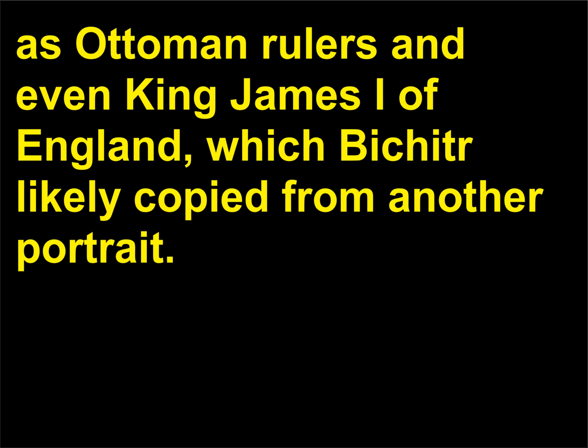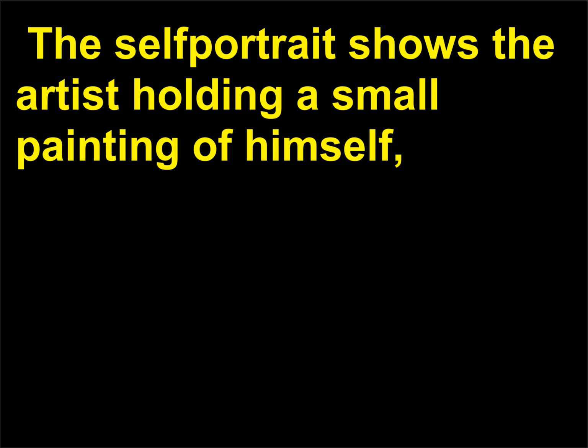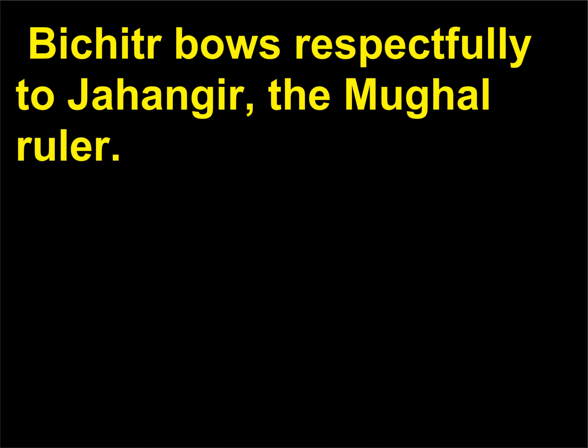as Ottoman rulers and even King James I of England, which Bichitr likely copied from another portrait. The self-portrait shows the artist holding a small painting of himself, resulting in a painting within a painting. Bichitr bows respectfully to Jahangir, the Mughal ruler.